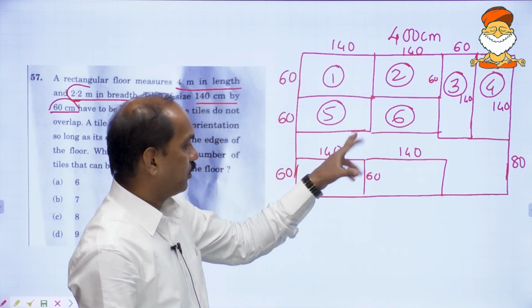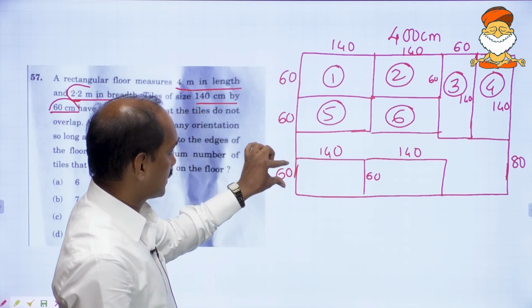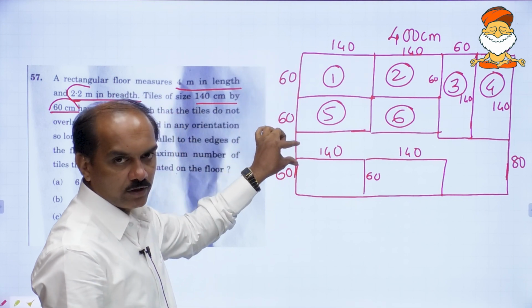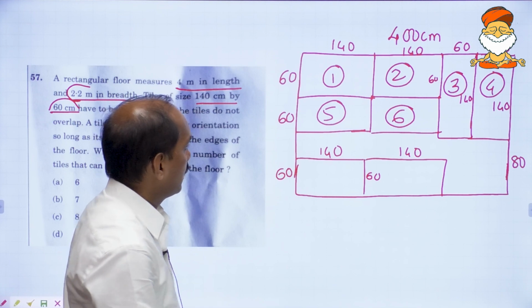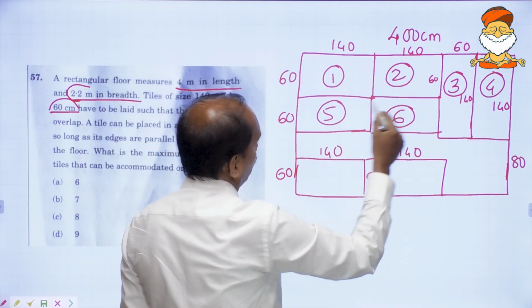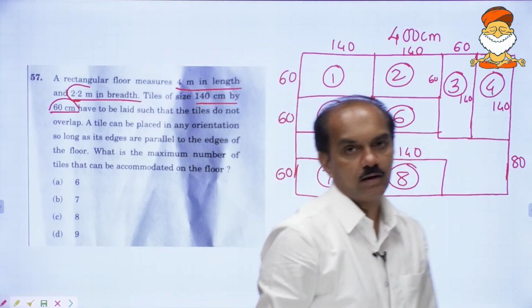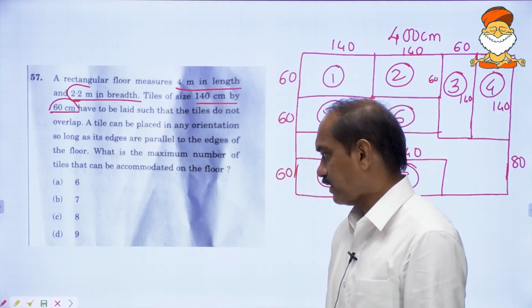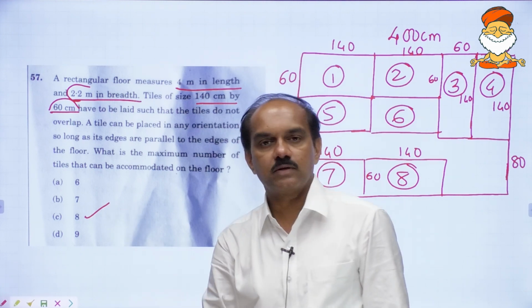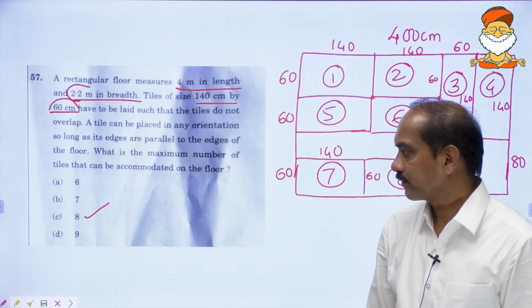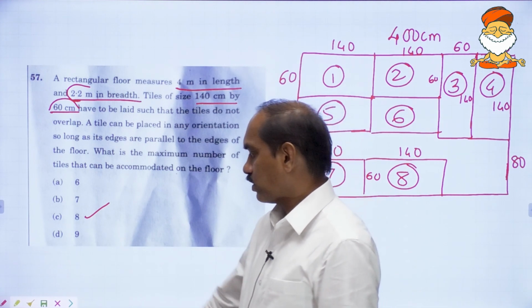Okay. Here also in between you cannot do anything because 60, 60, 60 already 180. Hardly you are left with 40 centimeter here. Nothing can be done there. So 1, 2, 3, 4, 5, 6, 7, 8. So maximum you can accommodate 8 tiles. And it is there in the third option. That should be marked. Right. Moving on to the next one.